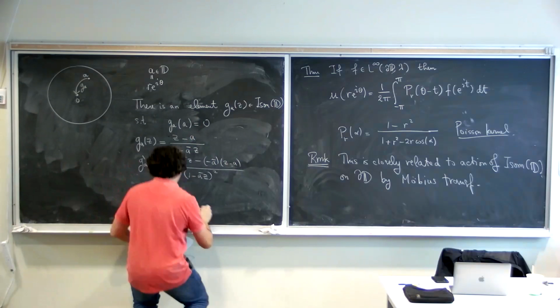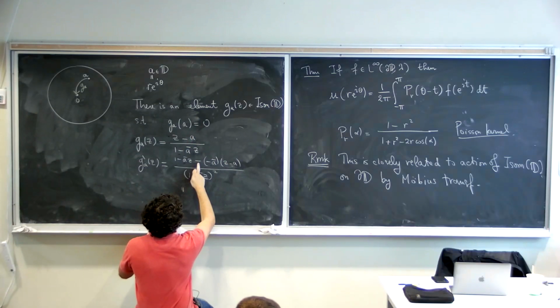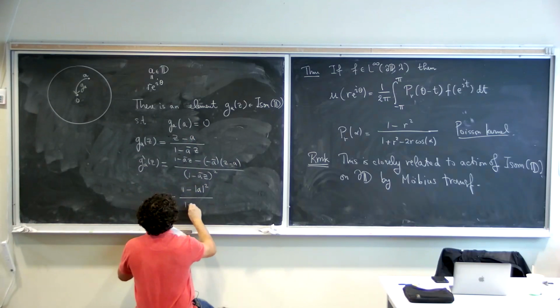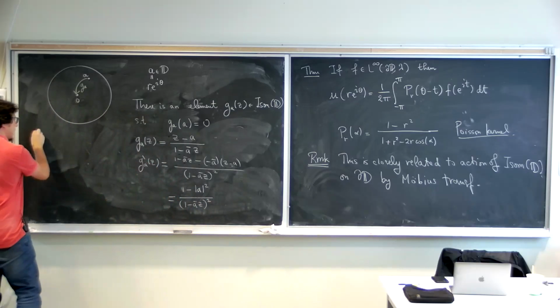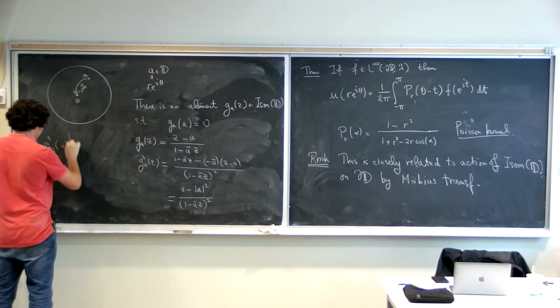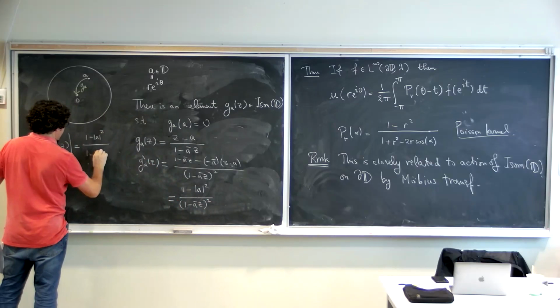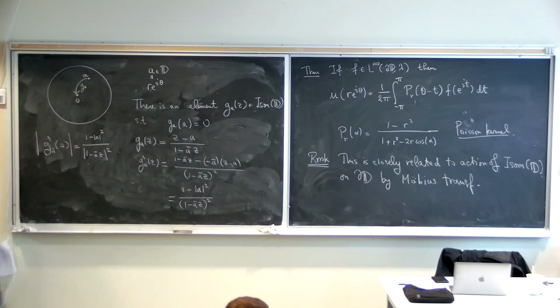Let's see. And I think this term should simplify, which is 1. And then this should be 1 minus A squared. Okay, I think that's okay. So what we find out is the norm of g_A prime at z is (1 minus |A| squared) over |1 minus A bar z| squared.